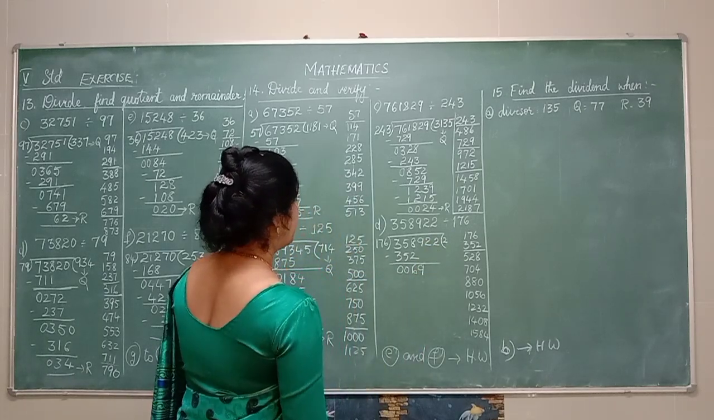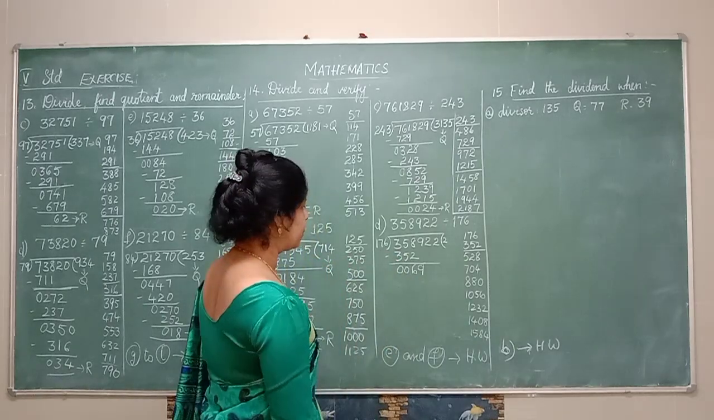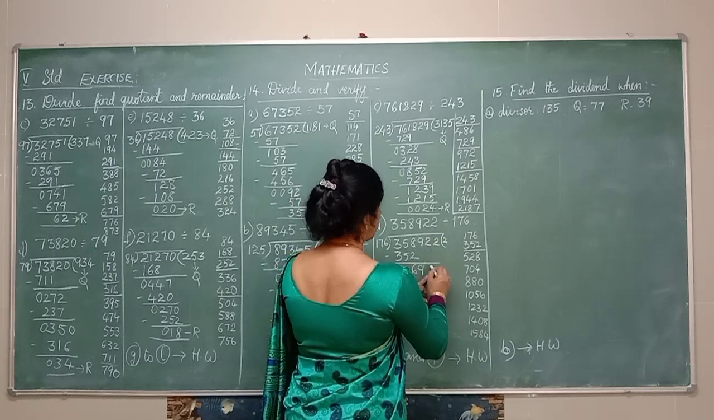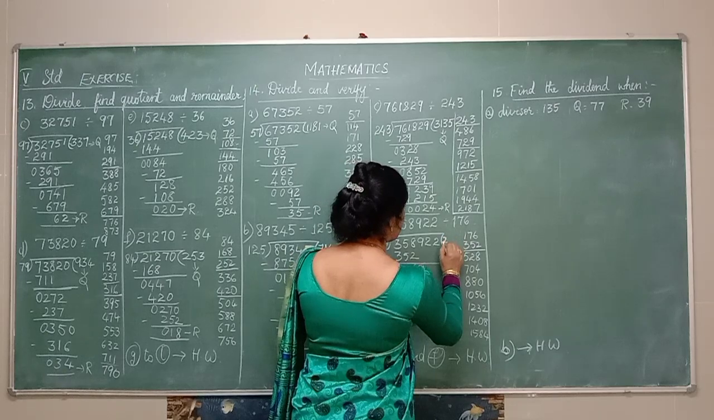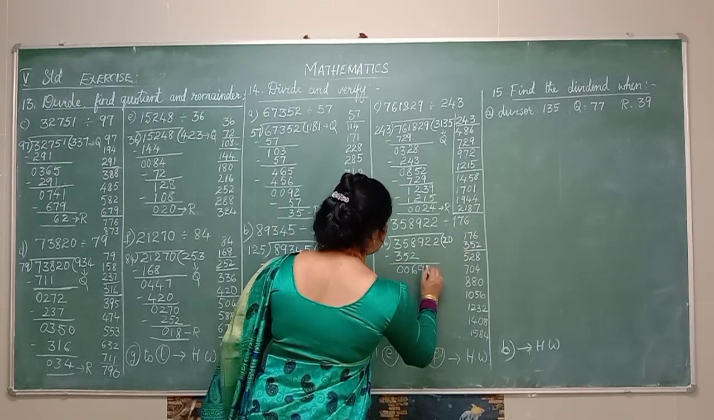Now see the fun. 69 is less than 176. We cannot do anything. So immediately what you have to do? You have to bring the next number down. Before bringing the next number down, in the quotient you have to put 0. Understood? Then you have to bring 2 down.